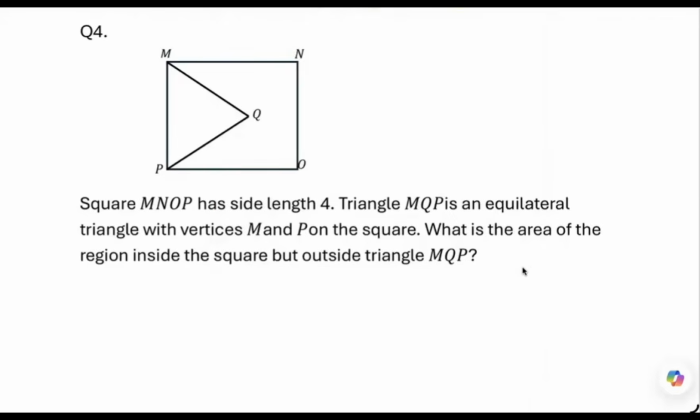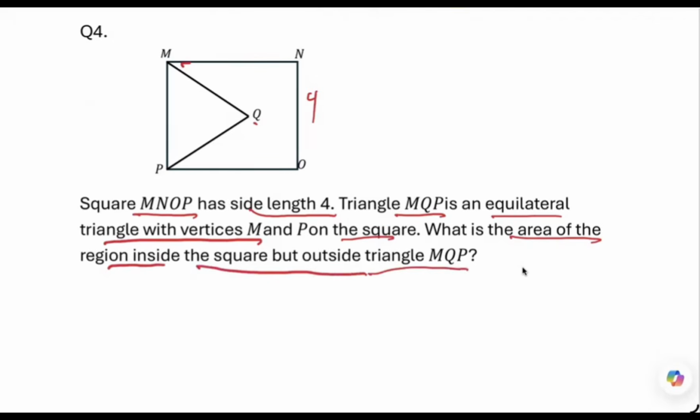Question 4 is a tricky one. They're giving you this diagram. They say MNOP, a side length of 4, is a square. So this is 4. The triangle MQP is an equilateral triangle with the vertices M and P on the square. What is the area of the region inside the square but outside the triangle?